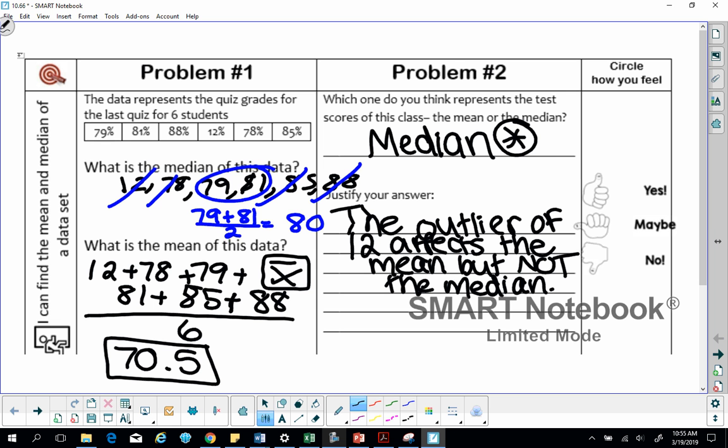I'll give you a few seconds. So what we're learning today is when we use mean versus median. And so median is always if there's an outlier. Wait, Miss Catherine. Mean or median doesn't matter if there's no outlier. So if there was no outlier there, they would be pretty similar.